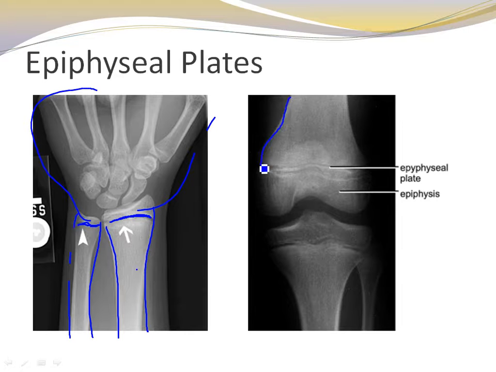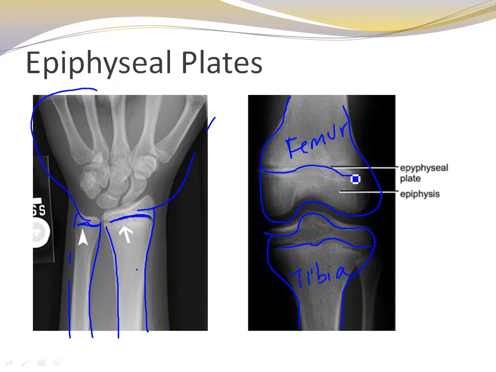Then here you're looking at an X-ray at the knee joint between the femur, here, tibia, down here. And you can see the epiphyseal plate of the tibia, epiphyseal plate of the femur, that little strip of black there. That lets you know that you still have active growth plates.